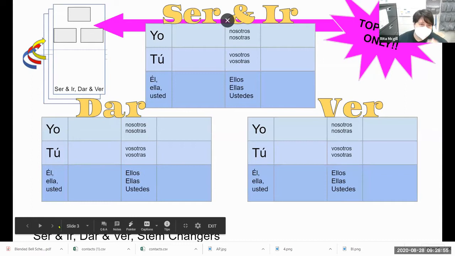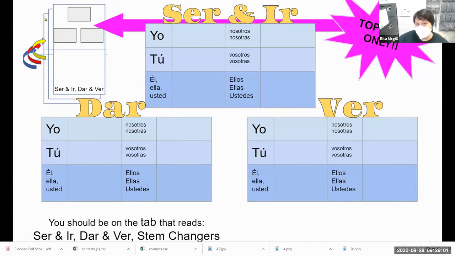Ser, ir, dar, and ver. These are the ones we're going to add today. If you notice up here in the top right, you have ser, ir, dar, and ver, and stem changers on your little tab, right? You're staying in the top section with these four verbs, ser and ir, dar and ver. So this is the top flap only. You're keeping those verb boxes on that top flap.